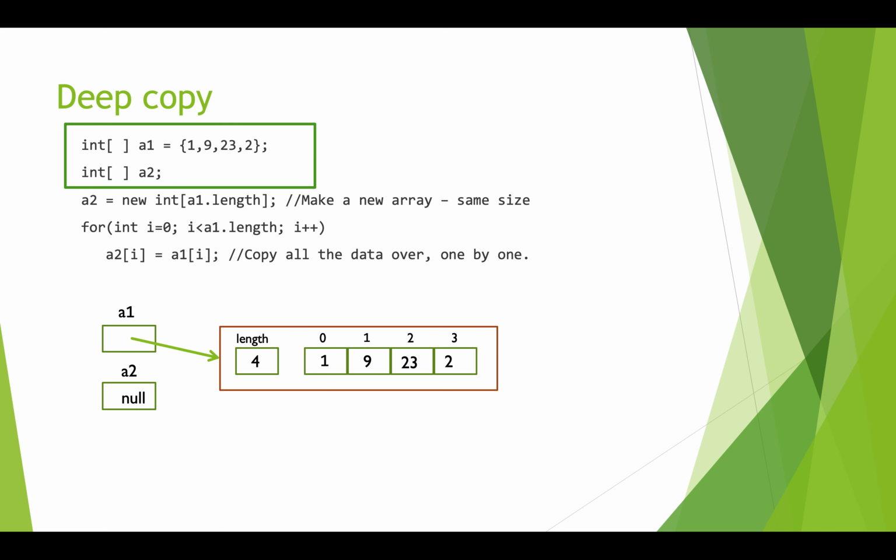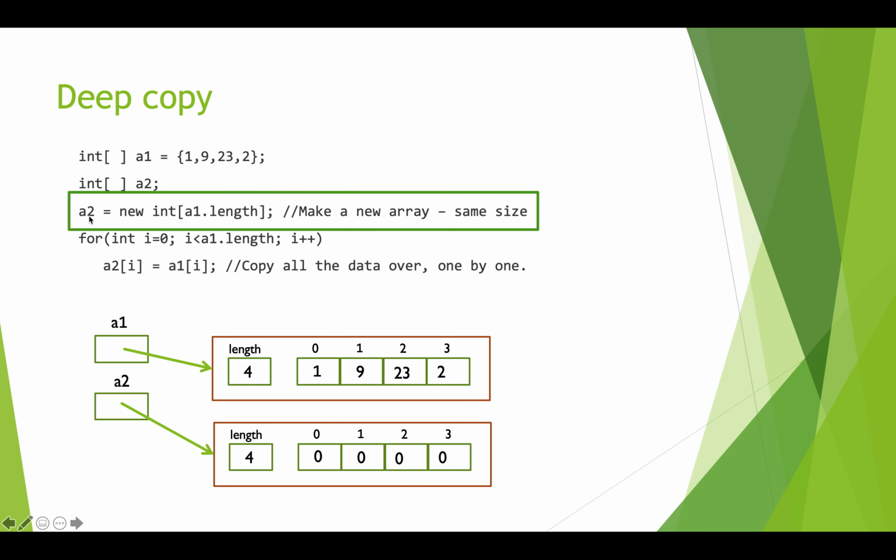Here are the same exact 2 int arrays, A1 and A2. Again, A1 is instantiated using literals with these 4 int values, and A2 initially just has null in it. To do a deep copy, we have to do an instantiation: A2 equals new int of A1.length. This is the way we ensure that our new array has the same length as the old one. A1.length will be 4, so this will give us a new array also with 4 slots. And so that's what we have here.